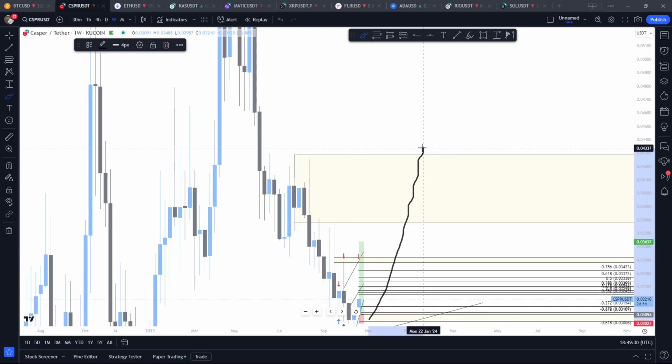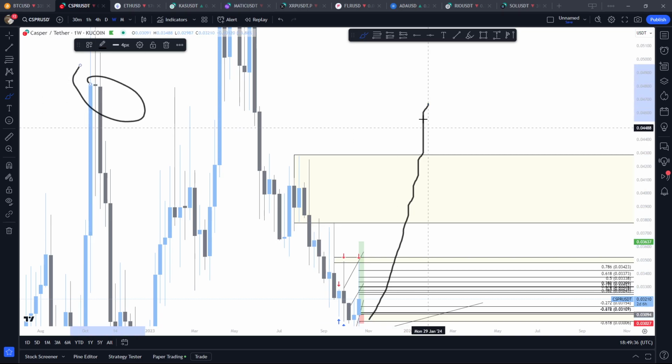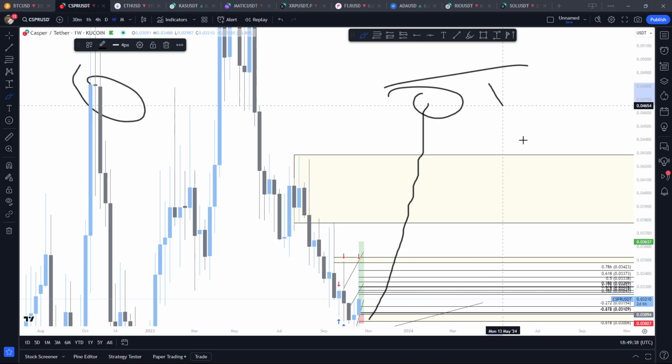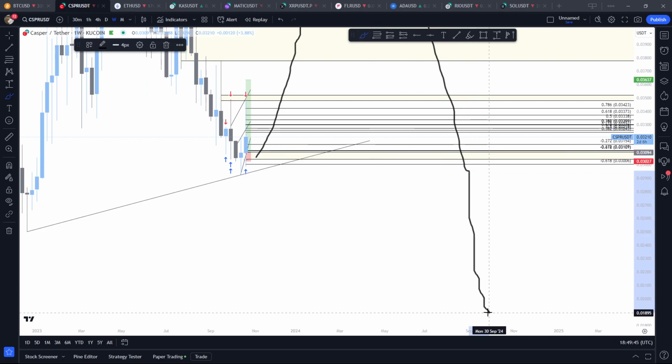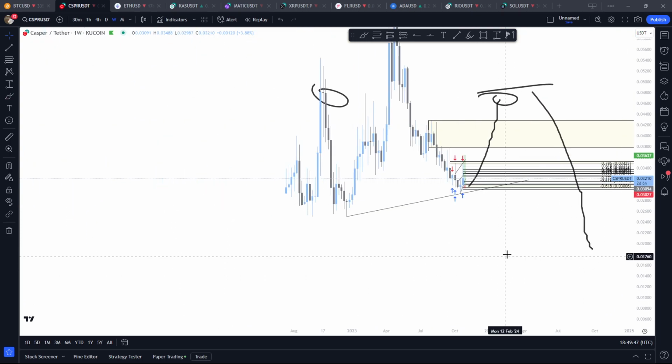Like this guy, this is not financial advice, guys, but we make this head and shoulders to this area right here, head and shoulders, and then drop to the new lows, right? The 1.8 cents is waiting for us down there.